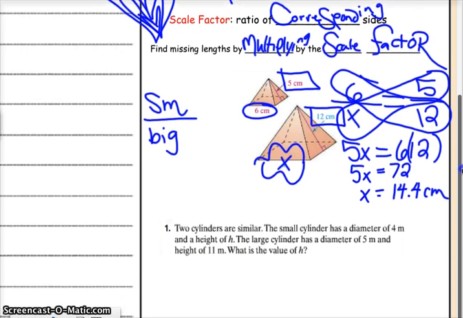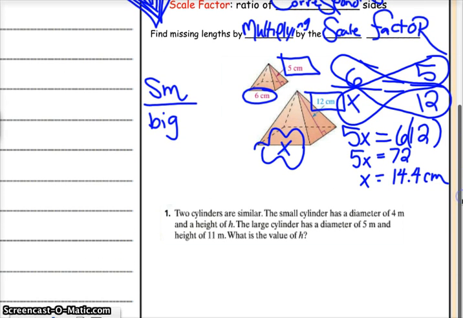I want you right now looking at this next example. It says two cylinders are similar. The small has a diameter of 4 and a height of h. The large has a diameter of 5 and a height of 11. What is the value of h? So right now what I want you to do is draw a picture and create the proportion. Compare with someone next to you.